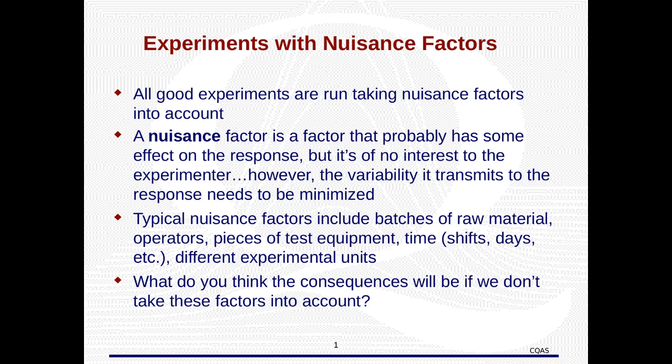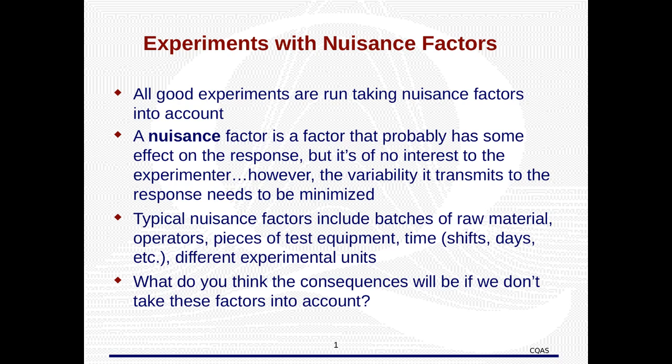Consider some concrete examples. Raw material batches often differ in composition. Different operators may apply procedures with varying precision. Test equipment can drift or malfunction. Time itself introduces variation. Measurements taken across different shifts or days may be affected by environmental conditions or operator fatigue. Even the experimental units themselves, whether they're manufactured items or biological specimens, naturally vary from one to another.